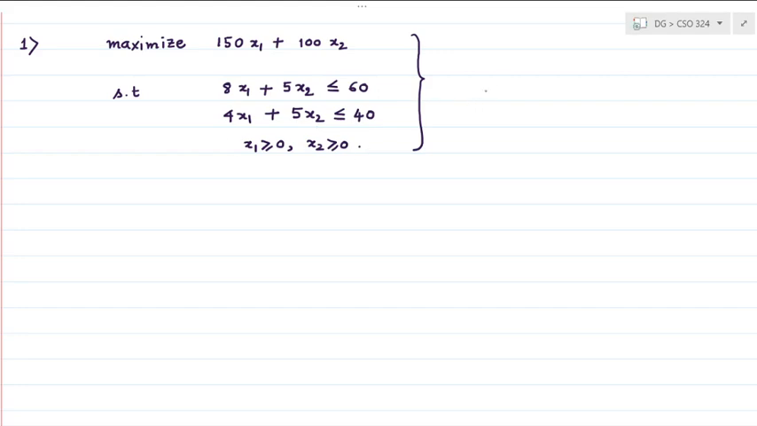And here you will find that the optimum solution is x1 is equal to 5, x2 is equal to 4, and the objective function value, if I denote this objective function by z, then z max is equal to 1150. This is your optimum solution for the problem, and this problem has only one solution.